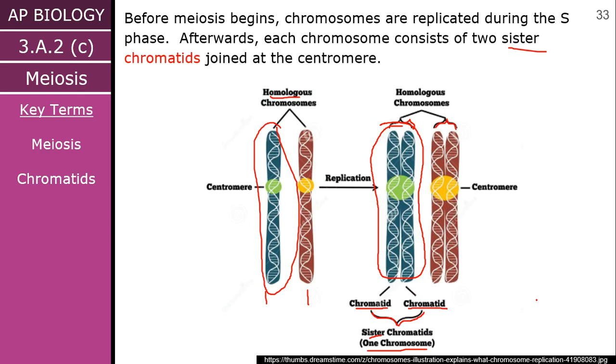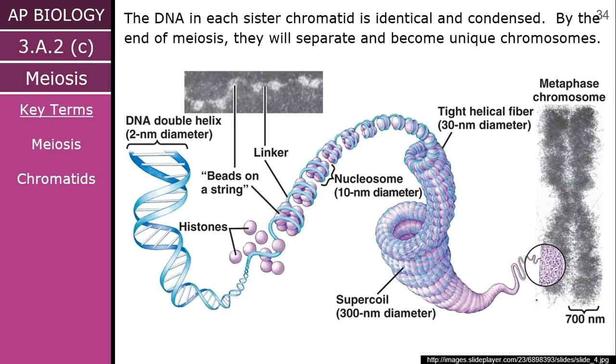So a chromosome is anything that is self-contained. So if it's by itself, it would be considered a chromosome in the context of meiosis. Okay. So this is just a reminder about what it is that we're talking about here.